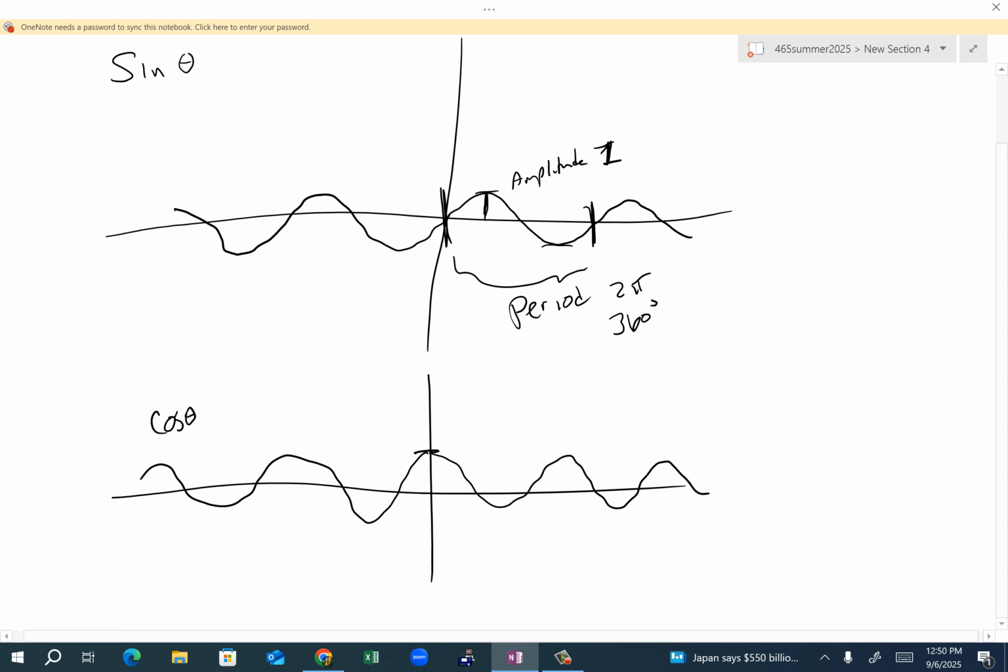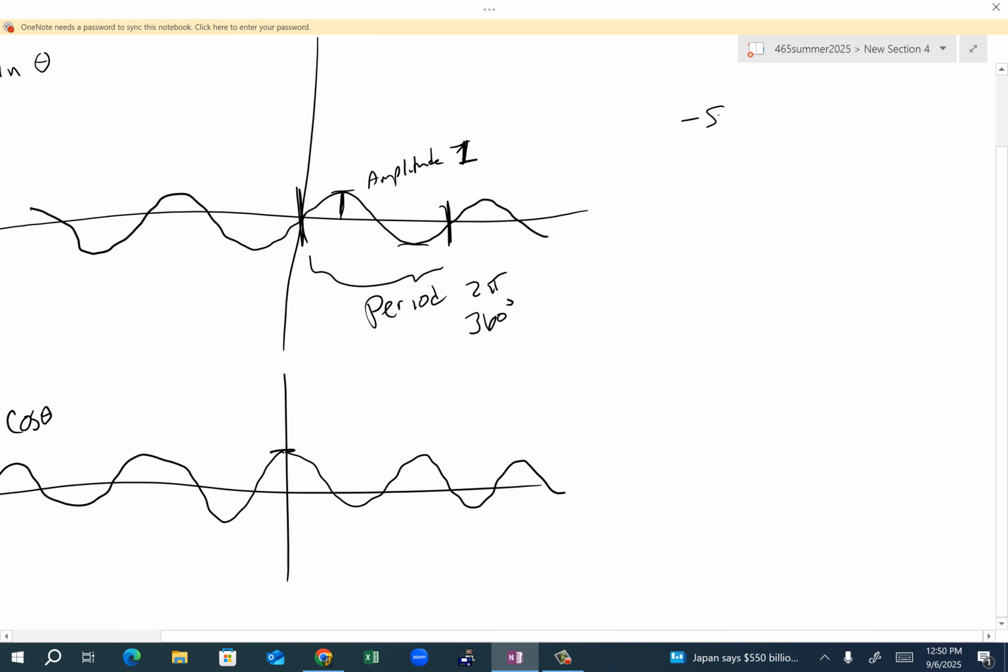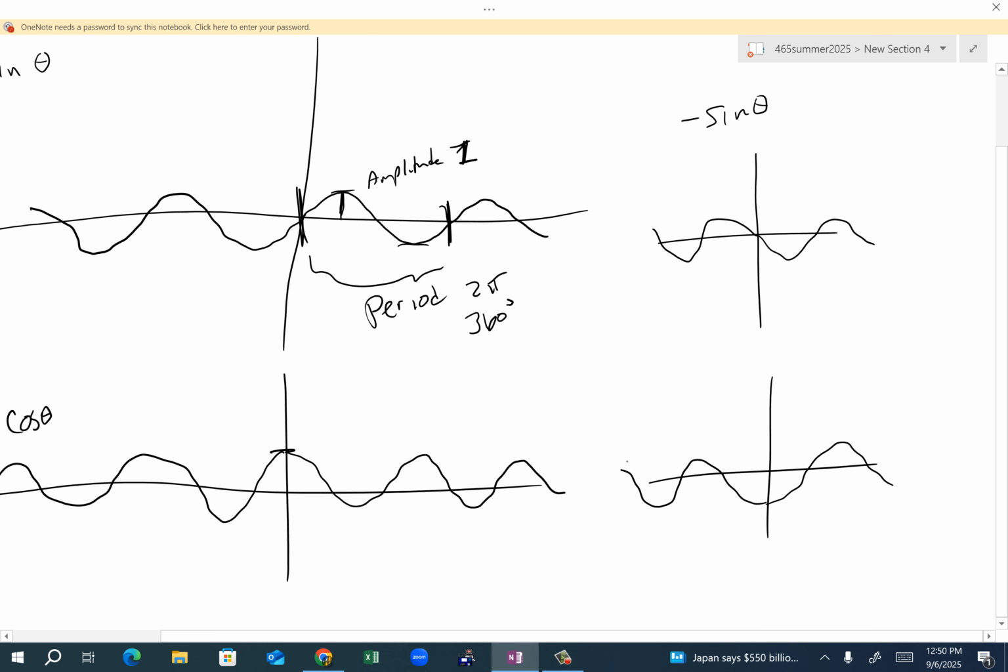What would happen if you had negative sine? Negative sine, what does that do? Well, it takes everything that's positive and makes it negative, so it's going to do this instead, right? And negative cosine, same thing, like so. That should all be review. It should not be a thing. I don't want to spend a ton of time on that.